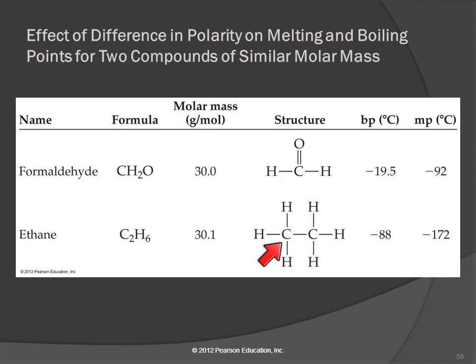So this one has dispersion forces, this one has dispersion forces and dipole-dipole forces. And when we look at their boiling points, formaldehyde boils at -19 and ethane boils at -88. The one with the weaker forces has the lower boiling point. This one has a melting point of -92, a melting point of -172. This is the lower boiling point. It's got the weaker forces.